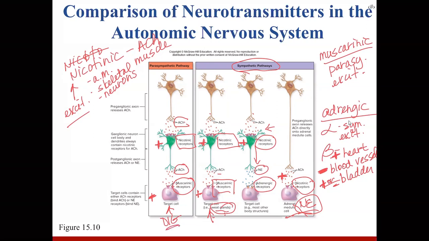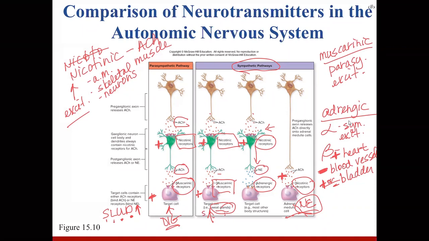Over here, I always say SLUD: salivation, lacrimation, so producing spit and tears, urination, and digestion. In your parasympathetic nervous system, all of those go up, so those are going to get turned on. Sweat glands too, that gets turned on over here.